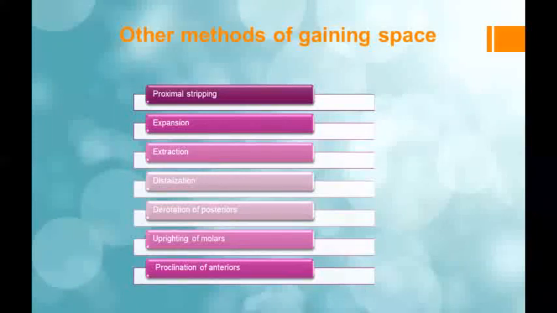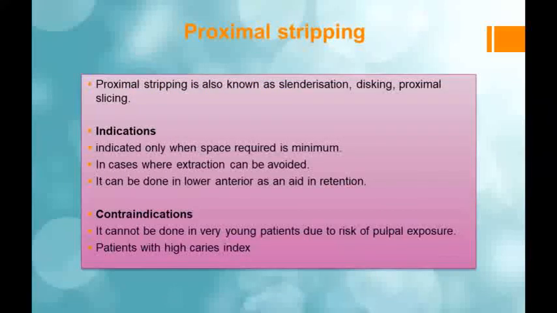Brief about the other methods of gaining space that include proximal stripping, expansion, extraction, distalization, derotation of the posteriors, uprightening of the molar, and proclination of the anterior. The proximal stripping is also known as slenderization, disking, and proximal slicing, and it is indicated only when the space required is minimum, or in cases where the extraction can be avoided, or it can be done in the lower anterior as an aid in the retention.